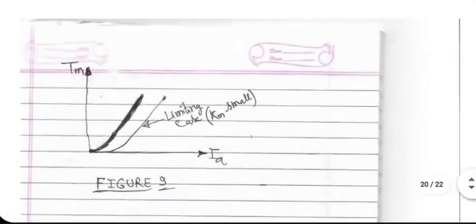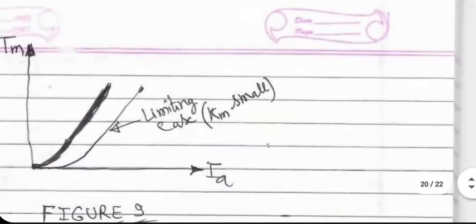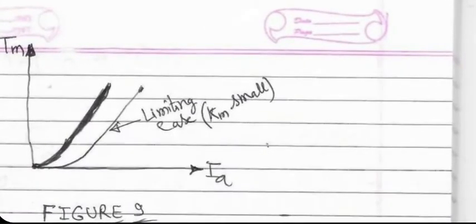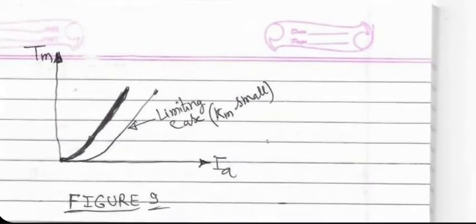Typically, Tm versus IA looks like this. There is a practical limit after which you will not like to operate. That limiting case is based on practical realities. You don't want to break the motor, obviously, by making it produce too much torque or by forcing too much current in the armature. So this is roughly how Tm versus IA characteristic looks like in case of a series DC motor.